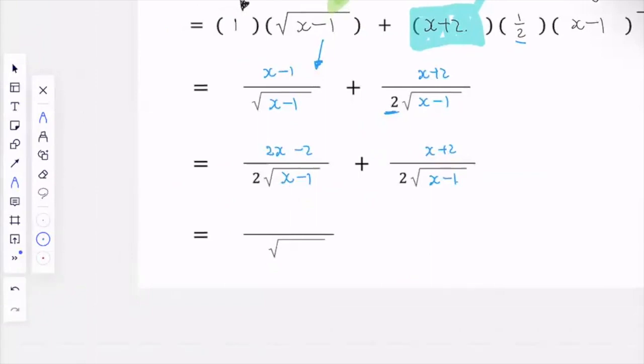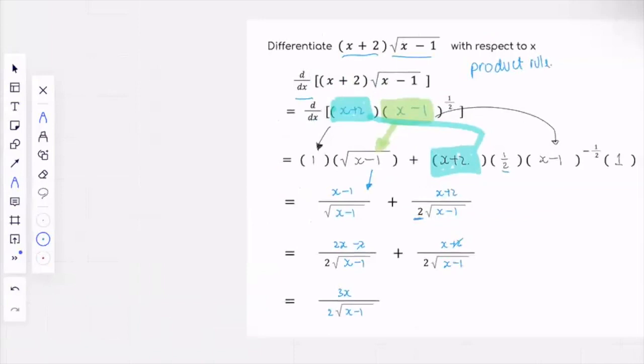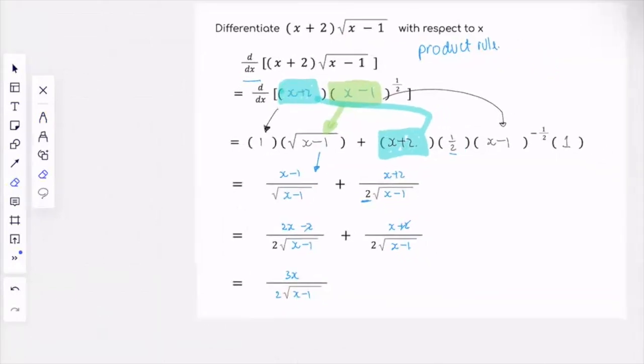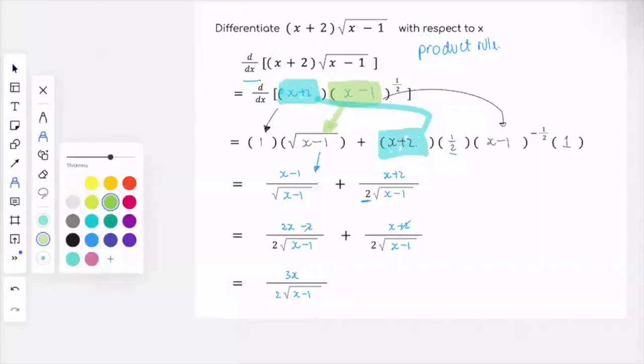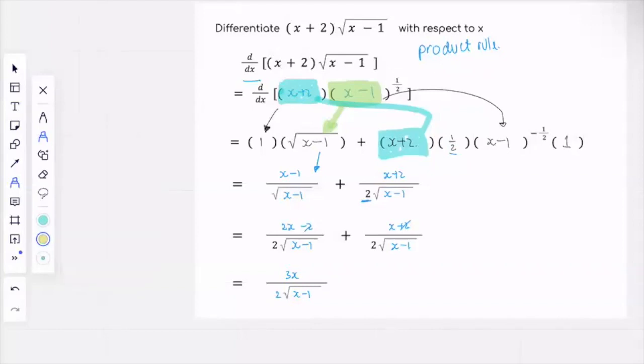Simplify. Very simple. We already have a common denominator, so we put the denominator there, and on top, 2x minus 2 plus x plus 2. The positive 2 and negative 2 get cancelled, so we just have 3x here. So that's the answer. That's the answer of the first part, which is the differentiation. This is the differentiation.